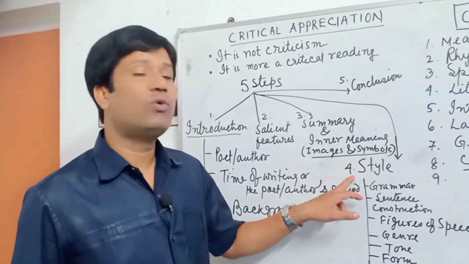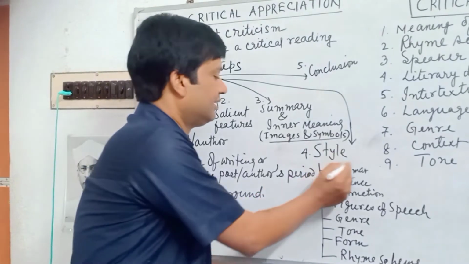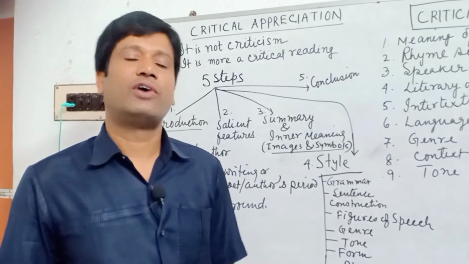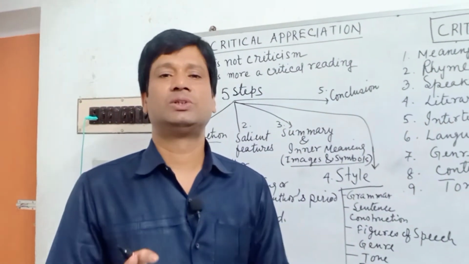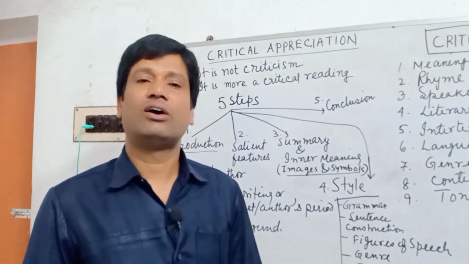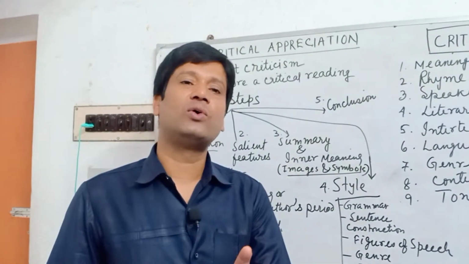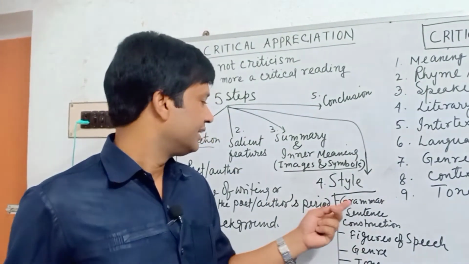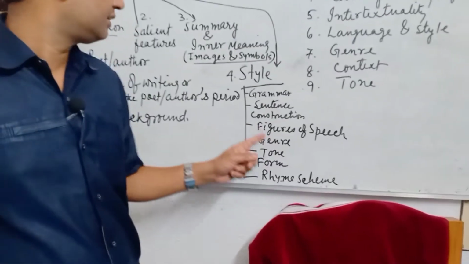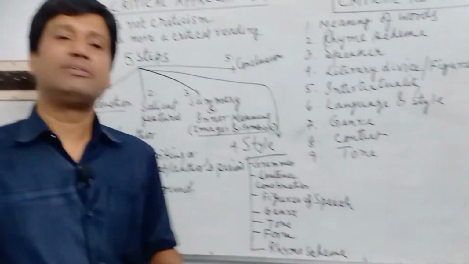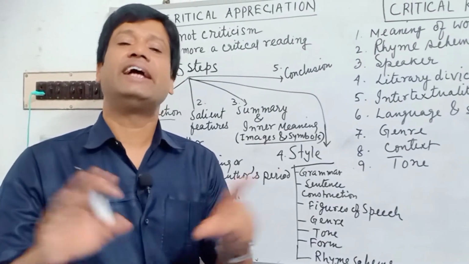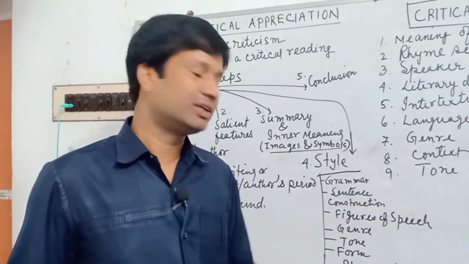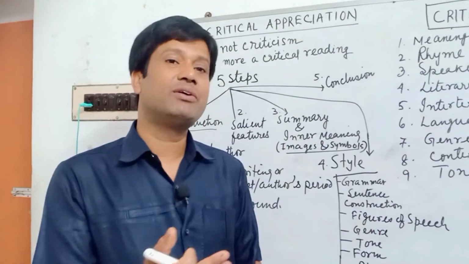that is the fourth paragraph: style. Every writing has a style. For poetry, there is also a unique style of the poet, and you should focus on that style. A style involves what? Grammar, sentence construction, figures of speech. In poetry, there should be many figures of speech, that is, use of rhetoric, and you should focus on that. Genre: what type of literary work it is.